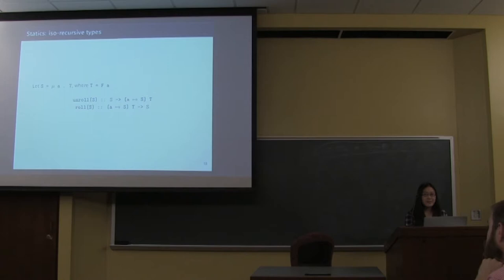All right, and then we have roll, which is just the converse of unroll. Instead of making your recursive type larger, you shrink it back down. So given some T in which the A's have been substituted for S's, you output a term with type S.